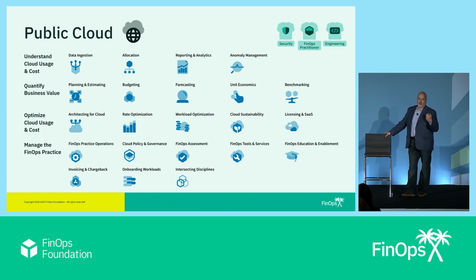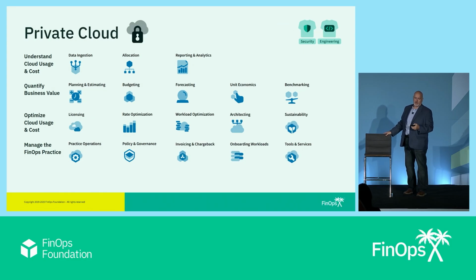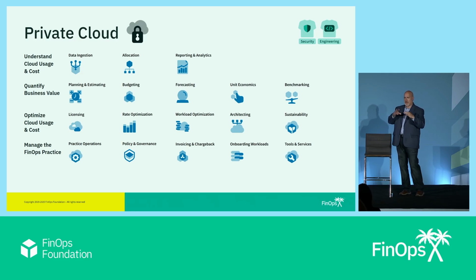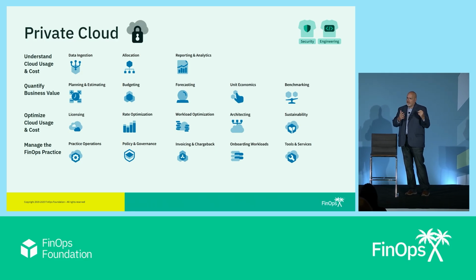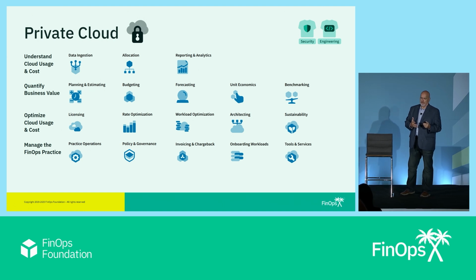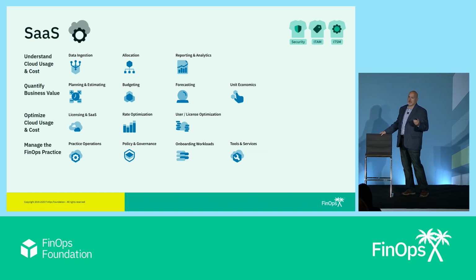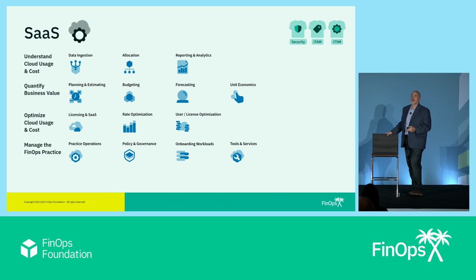You have cloud, FinOps practice operations, where if you go over to here, it's just practice operations. So you're going to change some of the wordage that you're going to be using for the different scopes, but the function is still pretty much the same. Same thing for SaaS, a little bit less than you had before.